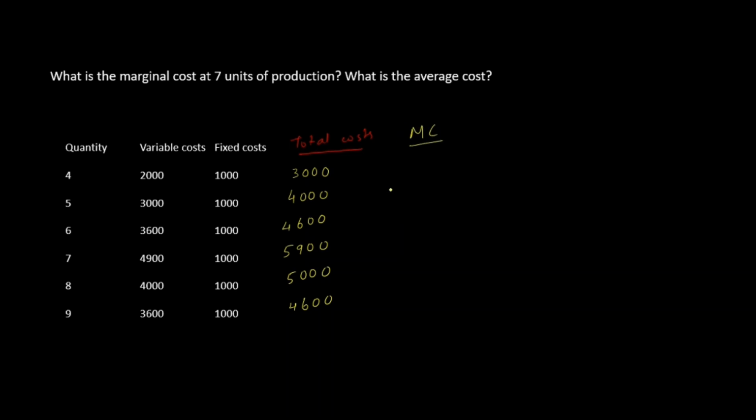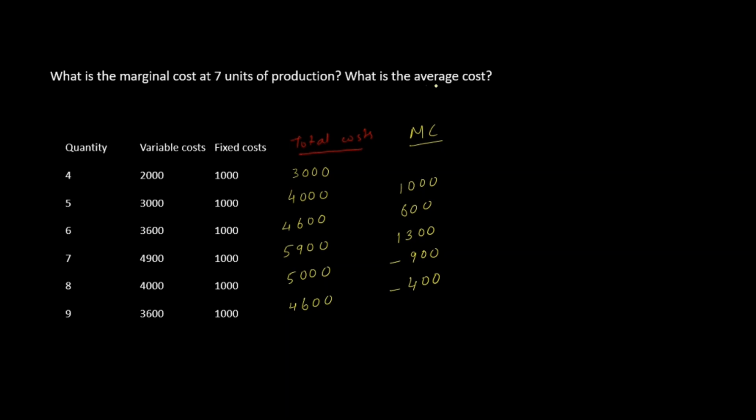Now with this, I can calculate my marginal cost. So marginal cost is the additional cost incurred when I increase the quantity of production by 1 unit. So let me start from here. My marginal cost in this case is 4,000 minus 3,000. So that gives me 1,000. Likewise, I calculate for the rest of the cases. So this becomes 600, then 1,300 minus 900 and minus 400.